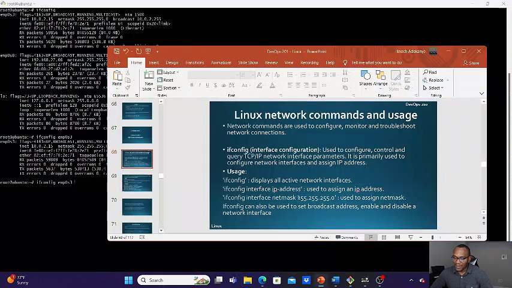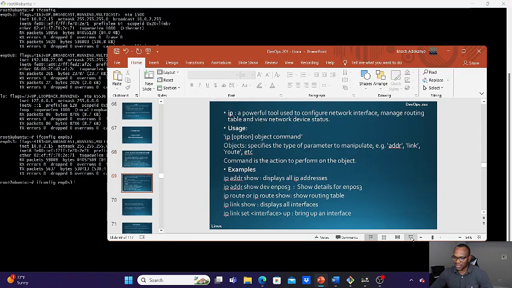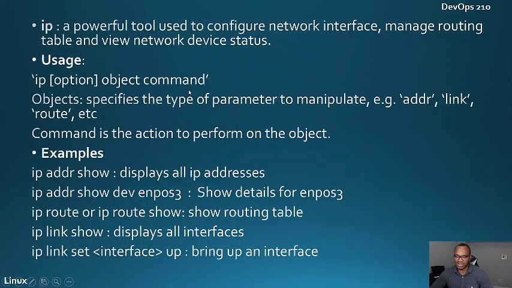You can also give a network mask, used to assign a network mask. ifconfig can also be used to set the broadcast address, and can be used to enable and disable a network interface if I want. ifconfig is an older version, and we have a newer, modern version of that command, which is ip, and it is used to configure network interfaces, manage the routing table, and view network device status.